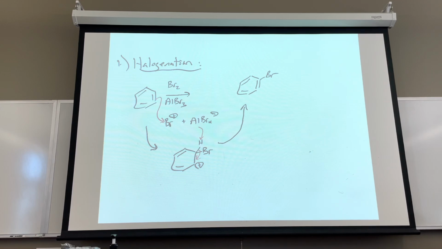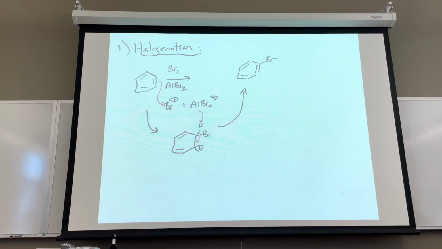Okay? Does anybody have questions on either the generalized EAS mechanism or this specific reaction? Okay, if not, then I think, did I give you the table of what other halogens you could put on and the conditions that you would use to do that? Mm-hmm. Okay, all right.